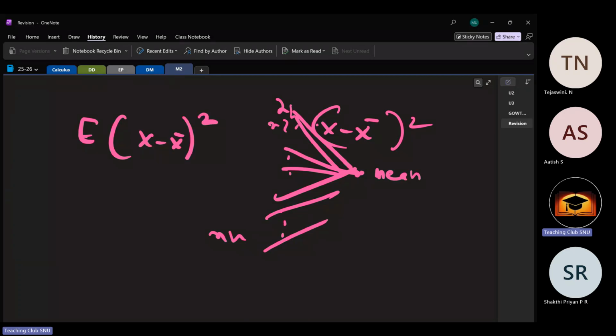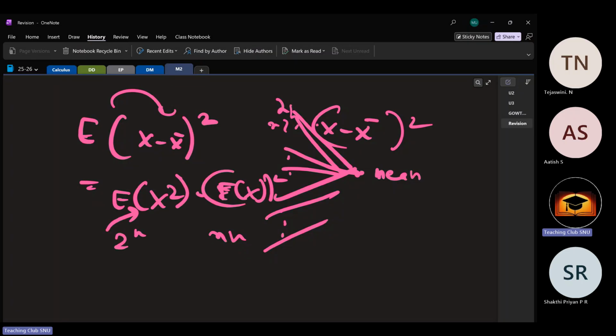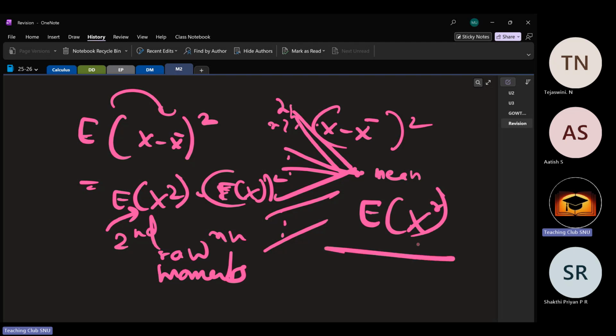If you try to simplify this using the rules of expectation and all that, you will get E of x square minus E of x the whole square. E of x square being the second raw moment. I hope you guys learned moments. So moment, in general, r-th moment is given by E of x power r. This is the first raw moment. So mu2 dash minus mu1 dash the whole square.